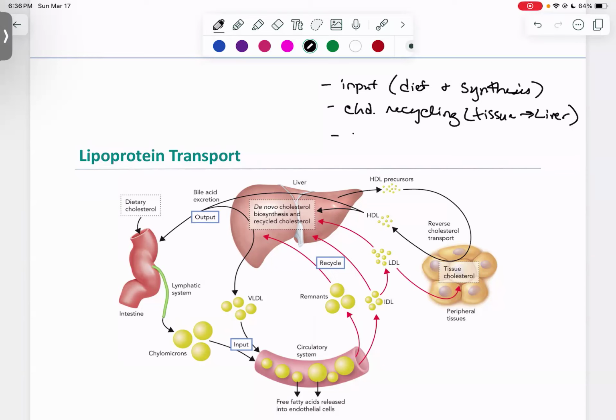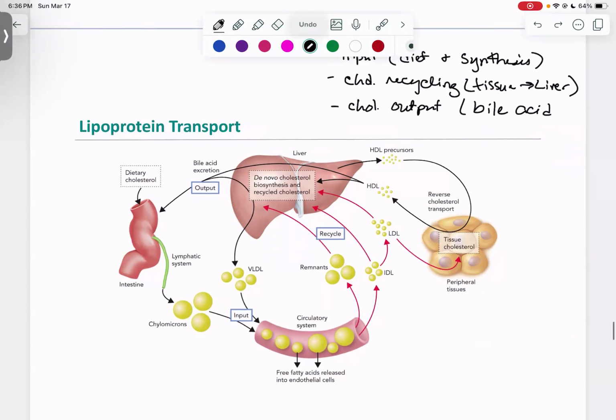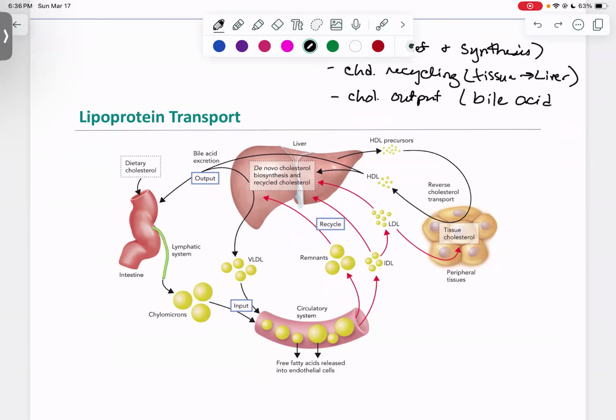Then we have our cholesterol output. So where are we losing cholesterol? Well, the only place where you're losing it is from bile acids. That's the only place. So when we look at what happens, you're going to see all these pictures, and what's interesting is that each one has a different size. If you look at the size of the lipoproteins, the size is decreasing as our triacylglycerides and our cholesterol cargo are transferred from a lipoprotein particle to endothelial cells that line our circulatory system.